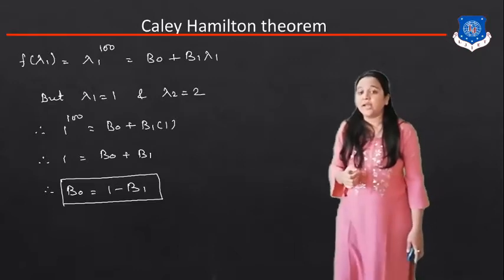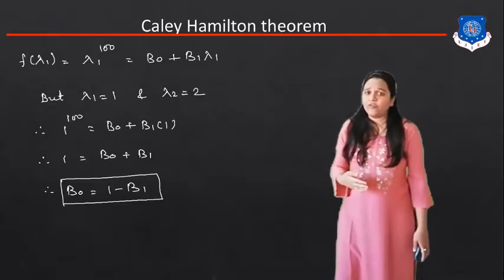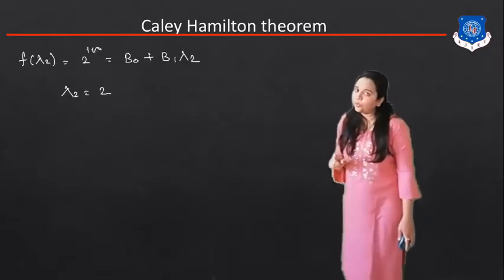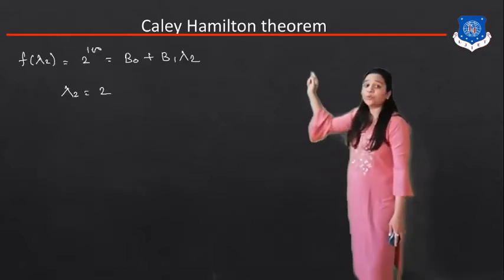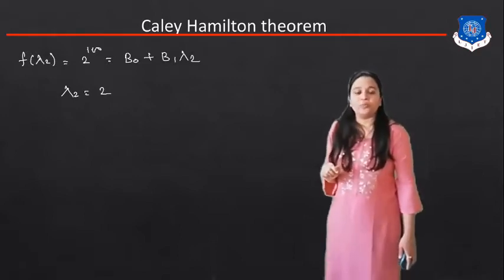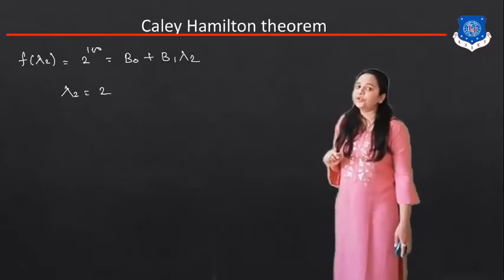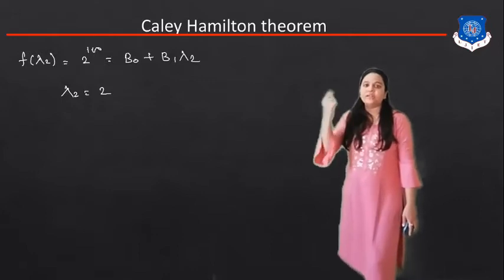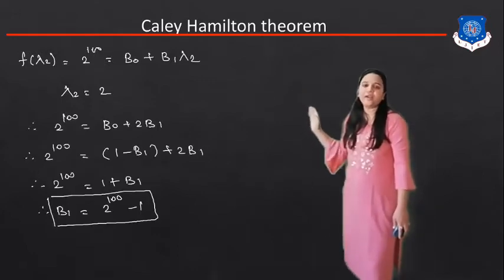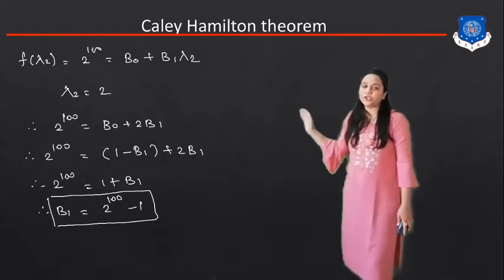Clear? Now next we put the value of lambda 2 in this equation. The function of lambda 2, that is 2 raised to 100, is equal to b0 plus b1 lambda 2, and lambda 2 is equal to 2. So putting the value of lambda 2 in the above equation, we get 2 raised to 100 equal to b0 plus 2 b1.